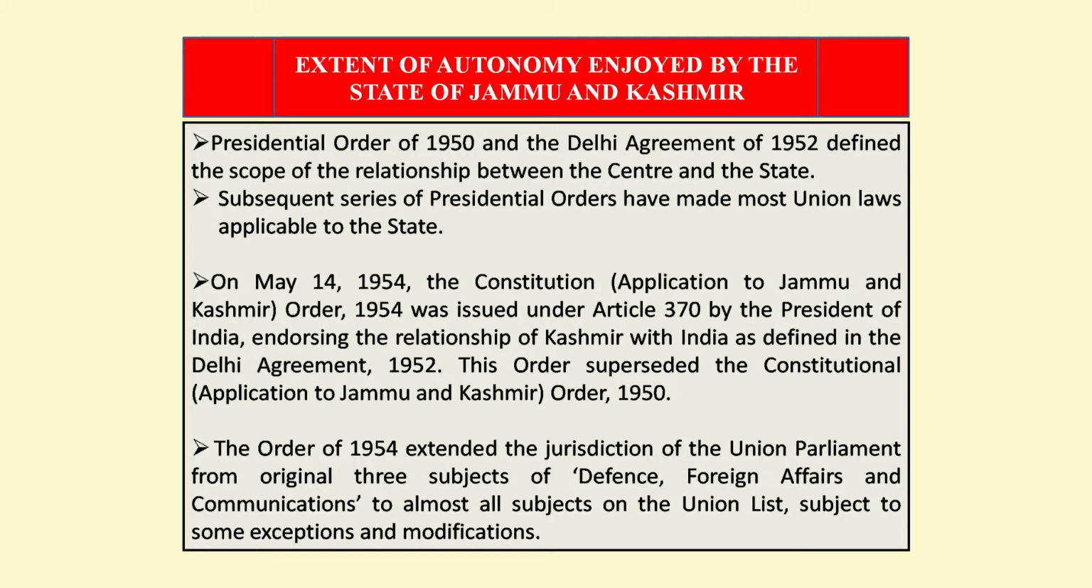Subsequently, various orders have been passed whereby laws on all the matters given in the Union list were made applicable to the state of Jammu and Kashmir. The President's Constitution (Application to Jammu and Kashmir) Order 1954 endorses the relationship defined in the Delhi Agreement 1952. This order superseded the 1950 order. By virtue of this order, Article 35A was inserted into the Constitution of India.